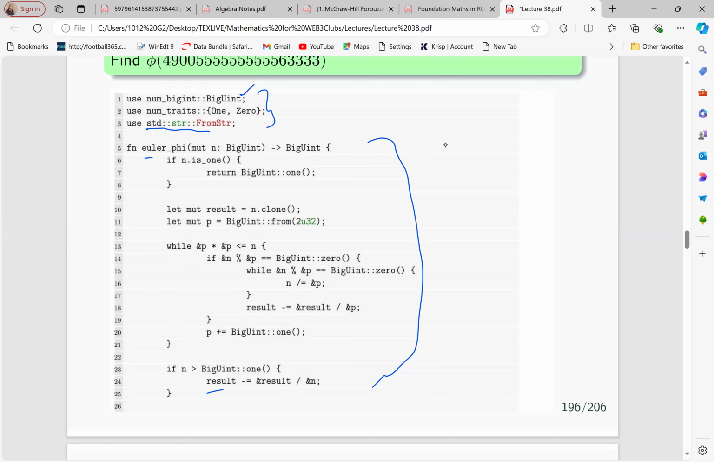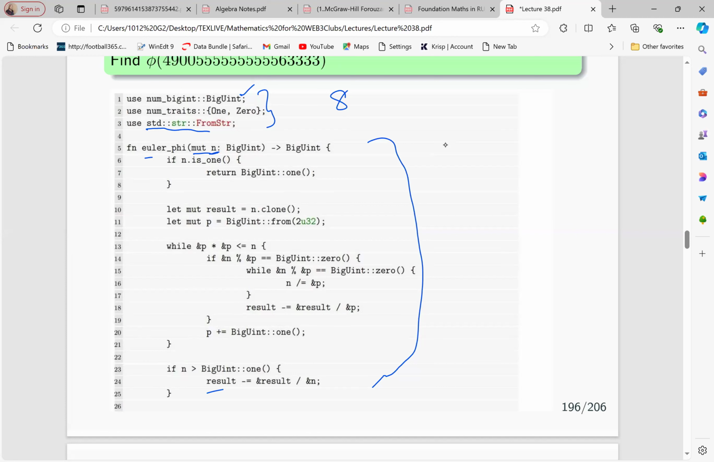But now look at how the Euler function is working. In the Euler function, we've put n. We want to assume our n is 8. And this n will be mutating. It will be mutable, changing from 8 to another number, to another number, to another number. That is what the Euler function does.